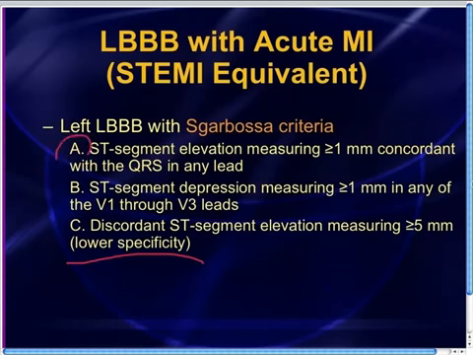But Sgarbossa criteria A, concordant ST elevation. Sgarbossa criteria B, concordant ST depression in V1, V2, or V3. These have more than 90% predictive value for telling you this person is having an MI. And if you have consultants that don't believe you, just show them this article.